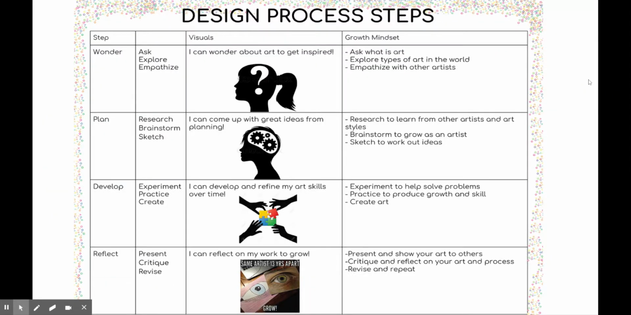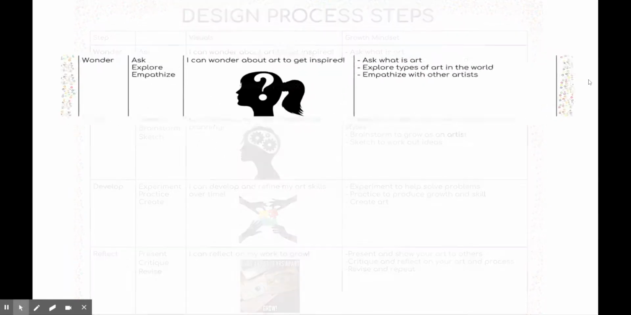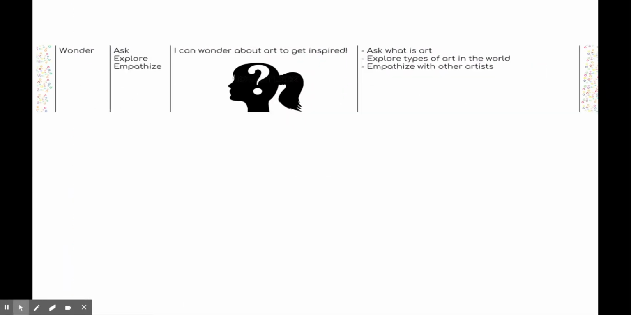Here they are, design process steps. What's the first thing that you do when you want to make art? We call this the wonder step. This is where we can ask questions, explore lots of things to get inspiration. Maybe we're looking at other artwork or going on an experience or even just a walk or a scavenger hunt or looking around our very own home.